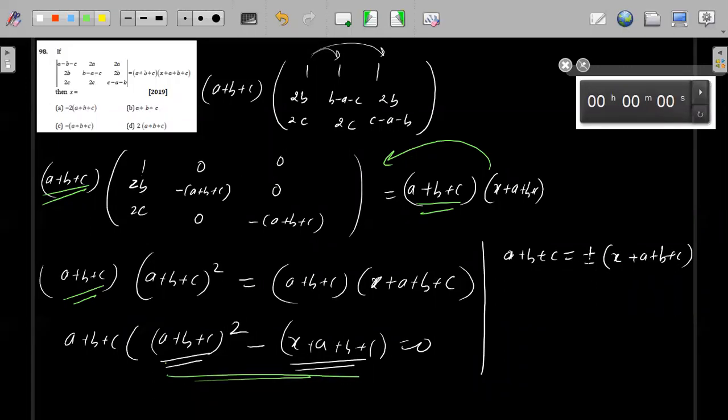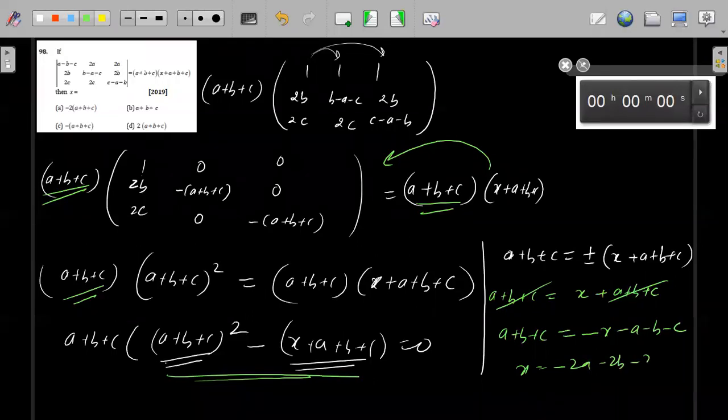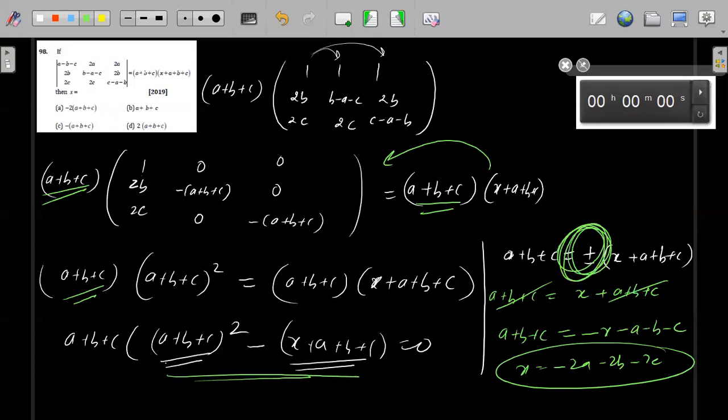With plus sign, A plus B plus C is equal to X plus A plus B plus C. So X will become 0 with plus. But with minus, A plus B plus C is equal to minus X minus A minus B minus C. This X will become minus 2A minus 2B minus 2C. This was the only part where you will get confused.